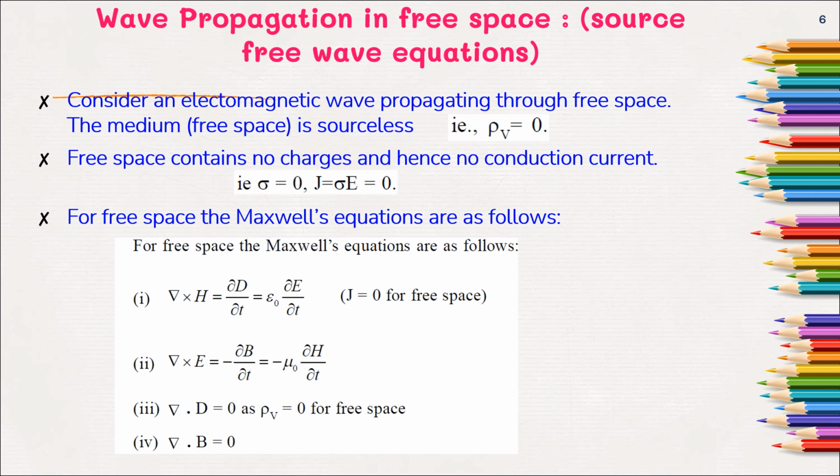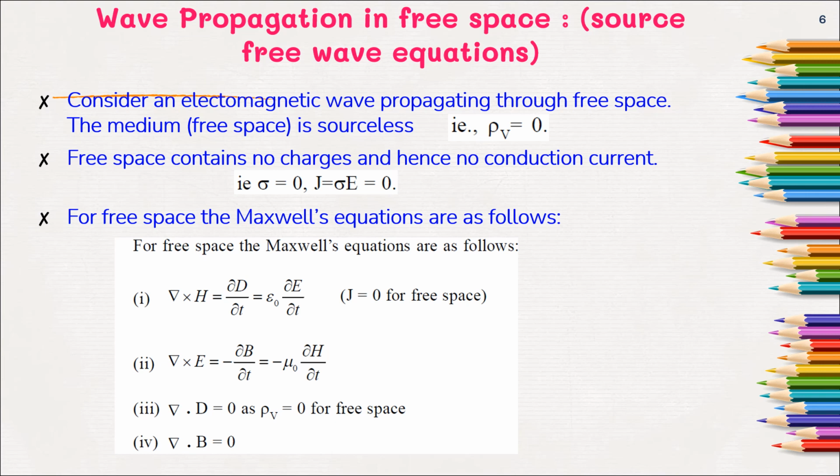Now as I told you earlier, for free space, sigma is equal to 0. When sigma is equal to 0, conduction current density J equal to sigma E also becomes 0. And for free space, the medium is sourceless, which means that the charge density rho V is 0. Now these two conditions are going to be applied to the Maxwell's equations. The Maxwell's equations for free space are going to be like this.